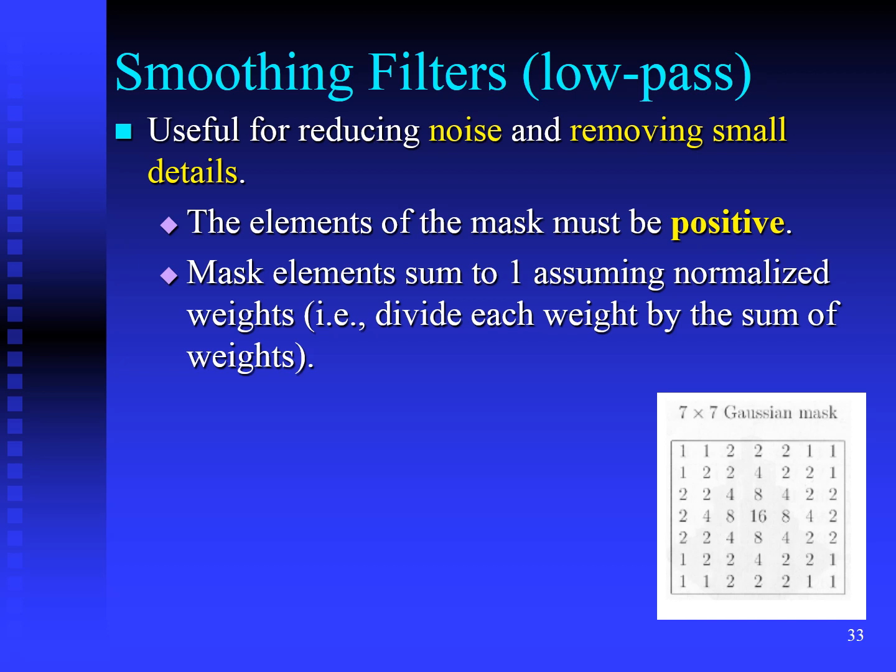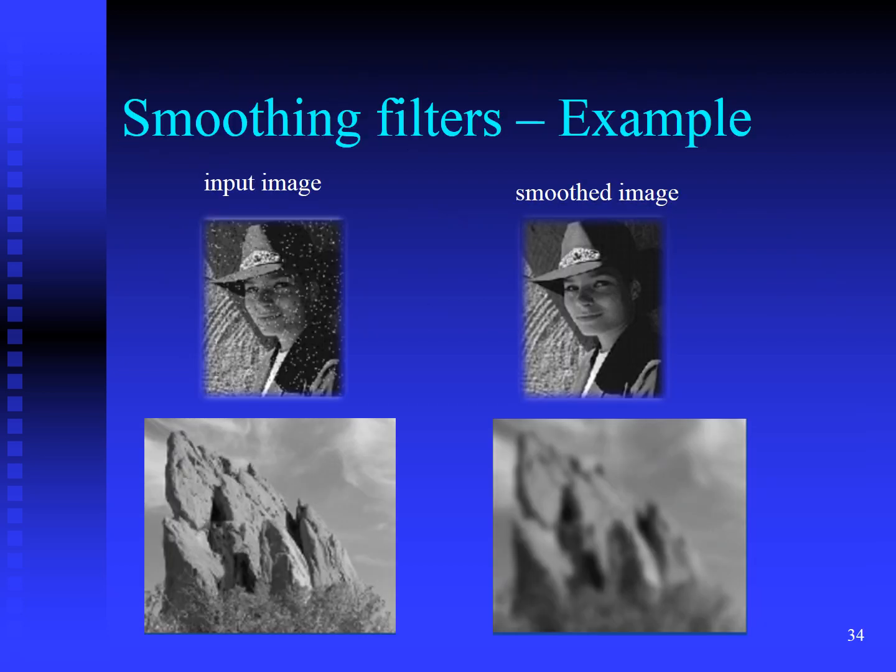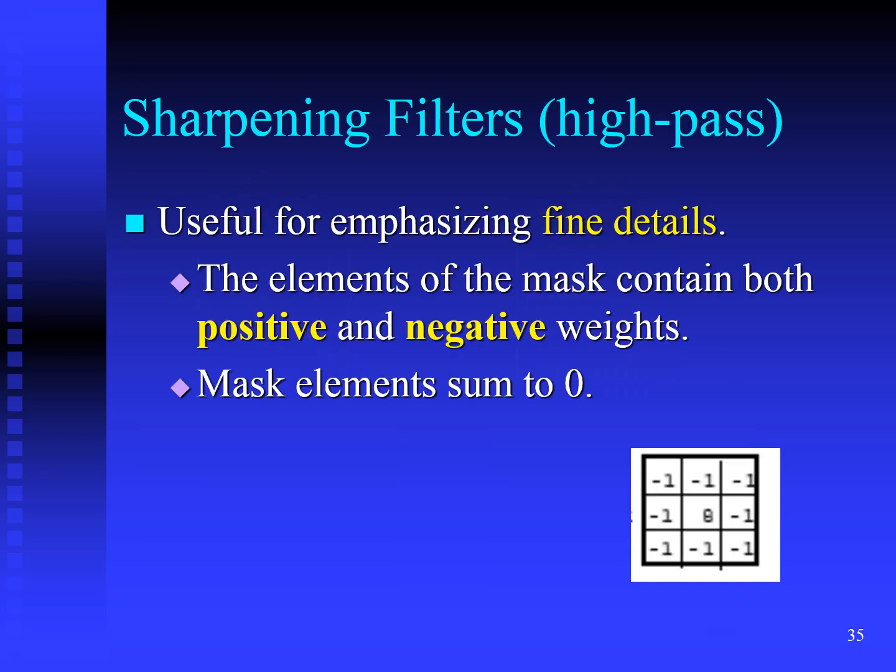Here is an example of a 7 cross 7 Gaussian filter. The input image has a noisy structure, so after smoothing you have a smoother image. In both examples, look at the bottom, there is very little noise, so when you apply it you get extra smoothing. Sometimes smoothing is not helpful. Smoothing filters suppress fine detail.